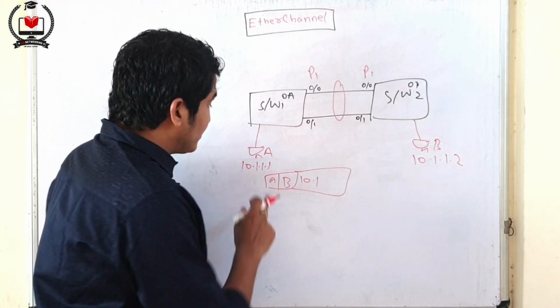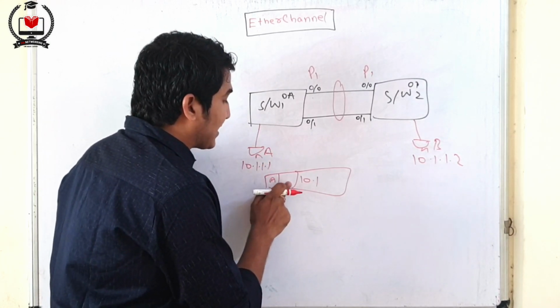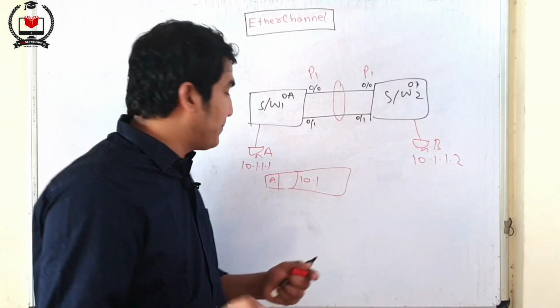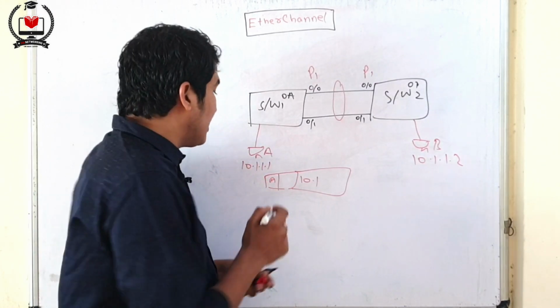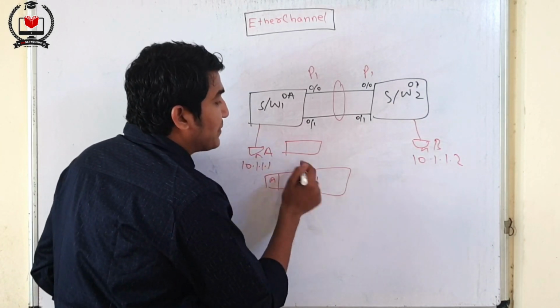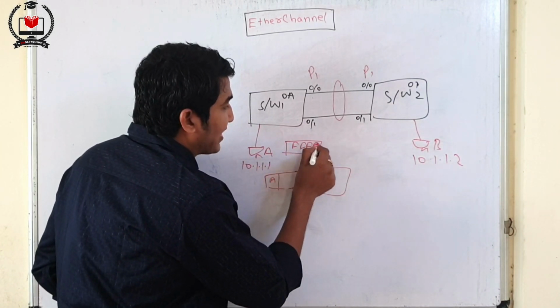10.1. But you know, this machine don't know the destination MAC address, right? So this machine needs to generate what? ARP, ARP protocol, address resolution protocol. So first of all, this machine will generate what? ARP. And as you know, ARP is a broadcast frame, right?